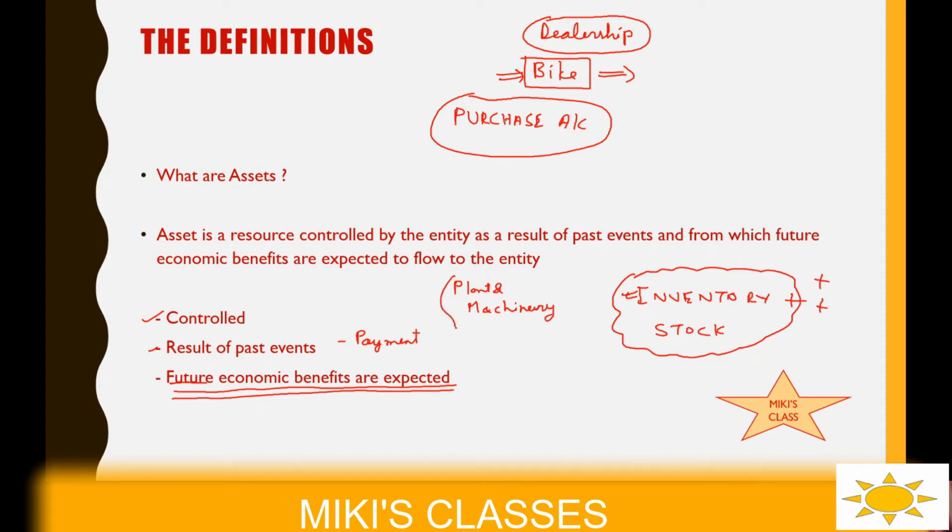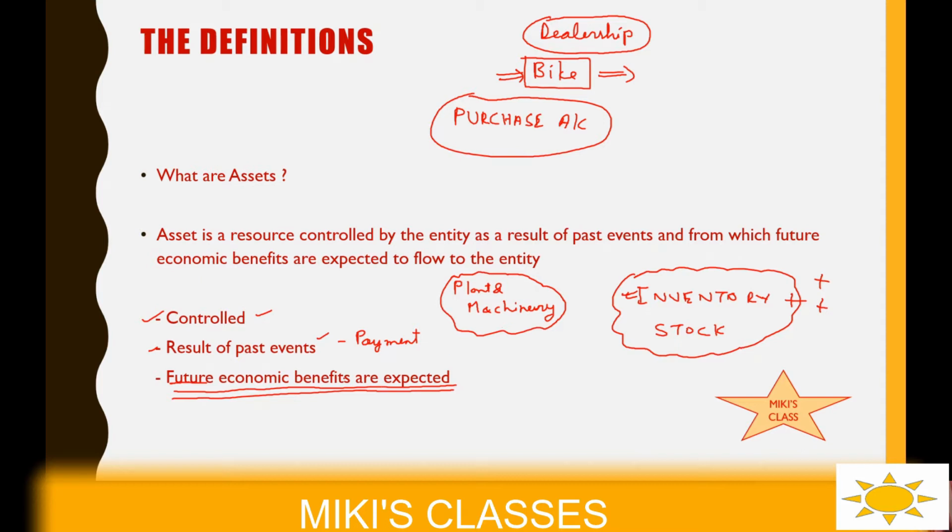And we had categorized this as an asset. Now think about it. In the case of plant and machinery, it is controlled by the business once it has bought it. Result of past event is again payment made. Future economic benefits are expected. Once you have bought the plant and machinery, and suppose you are into the business of making bikes, because you're buying plant and machinery, obviously you have to manufacture, right? Produce. So suppose you're into the business of making bikes.